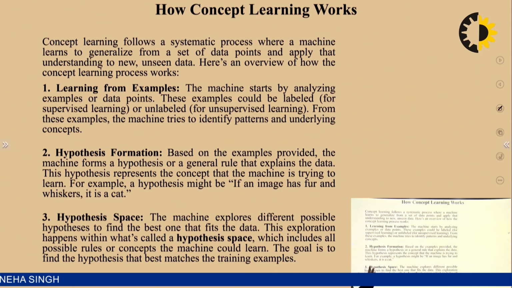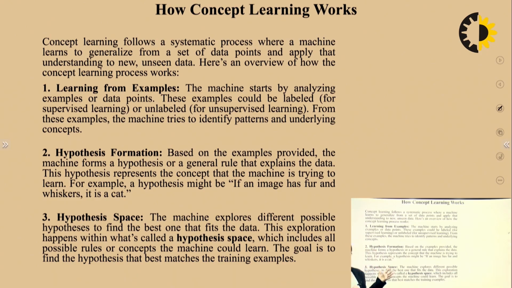Next topic is how concept learning works. Concept learning is basically defined by three parts: learning from examples, hypothesis formation, and hypothesis space. In learning from examples, the machine starts by analyzing examples or data points. These examples could be labeled or unlabeled. From these examples, the machine tries to identify patterns and the underlying concept.